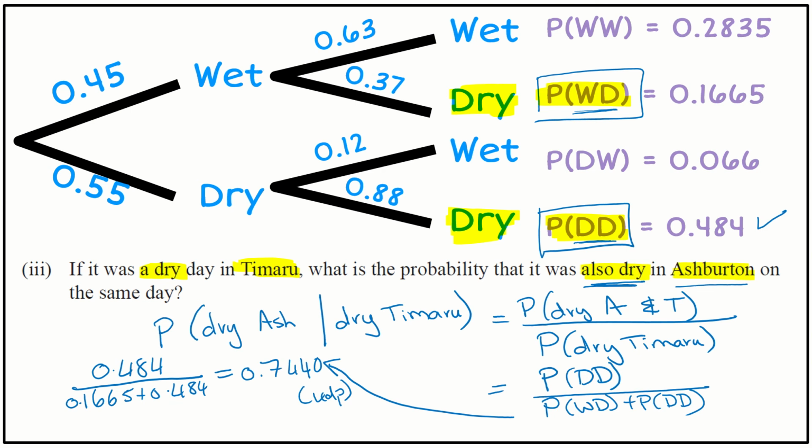So if you were able to find the probability of being dry in Timaru, so if you were able to find the bottom, so if you were combining these two together and found that answer, then that would get you achieved. If you're able to go through and get to this final answer here, then that gets you the merit.